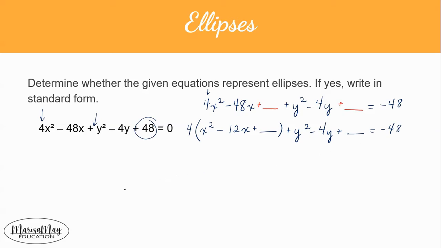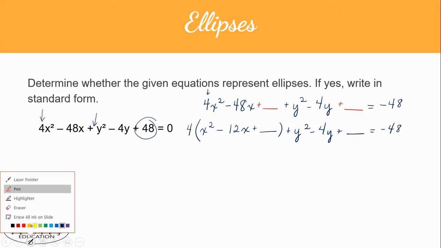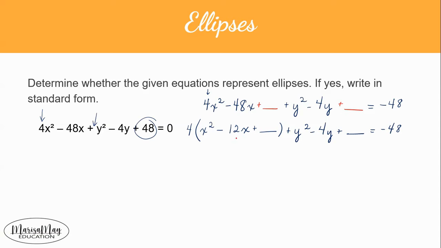And now let's talk about what goes in our blanks. The first thing you do is to take this number and take half of it. So negative 12 divided by 2, which gives me negative 6, and then you square it. That is the number that goes in your blank. We'll do the same thing over here on the right. Negative 4 divided by 2 gives you negative 2, and then square it. That is what goes in your blank.